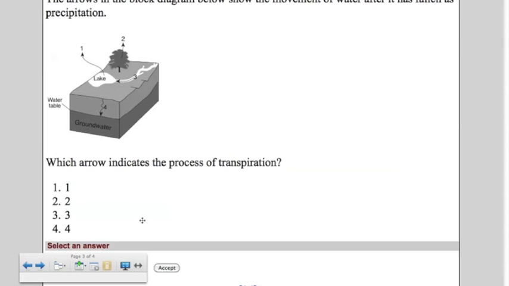Okay. The arrows in the block diagram below show the movement of water after it has fallen precipitation. Which arrow indicates the process of transpiration?